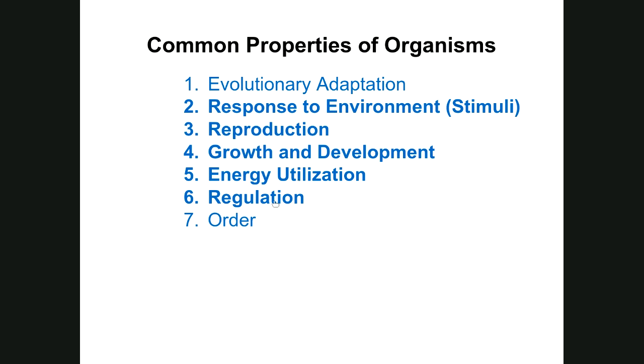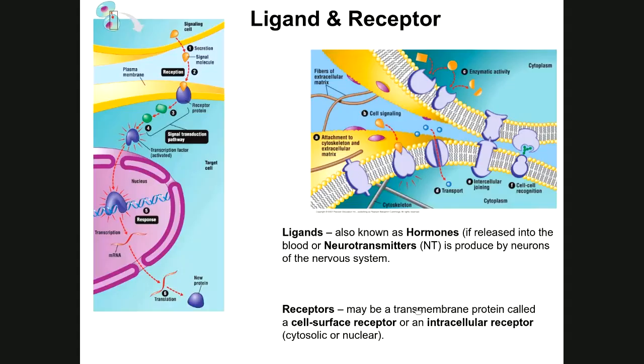And then regulation. Cell communication is the key means for regulatory mechanisms in our body. Your nervous system and your endocrine system, 2 of the 11 organ systems in our body, use cell communication to regulate body functions. So this is a key area that we're talking about as far as cell communication goes. I'm sorry, I said heavy, but key.